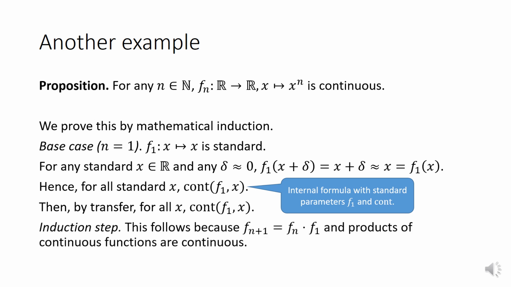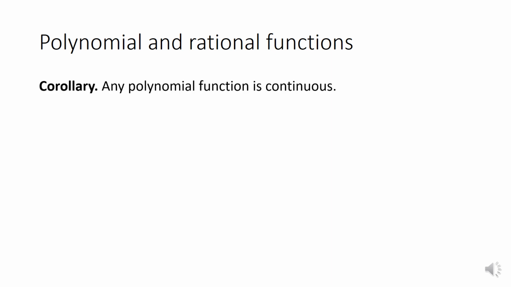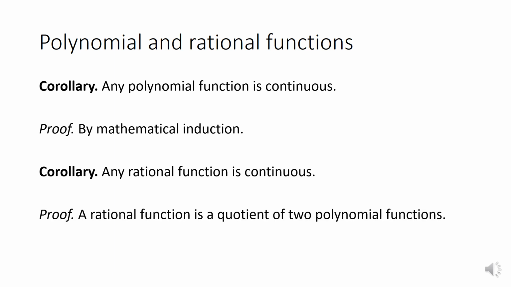The induction step follows because fn plus 1 is equal to fn times f1, and products of continuous functions are continuous. As a consequence, we obtain two corollaries. First, any polynomial function is continuous. This follows by mathematical induction. Second, any rational function is continuous. This follows because a rational function is a quotient of two polynomial functions.